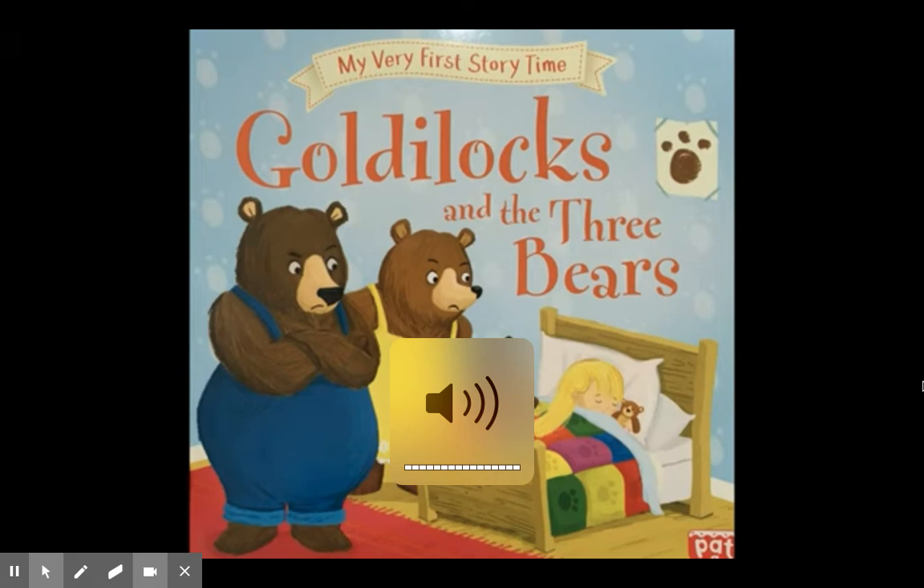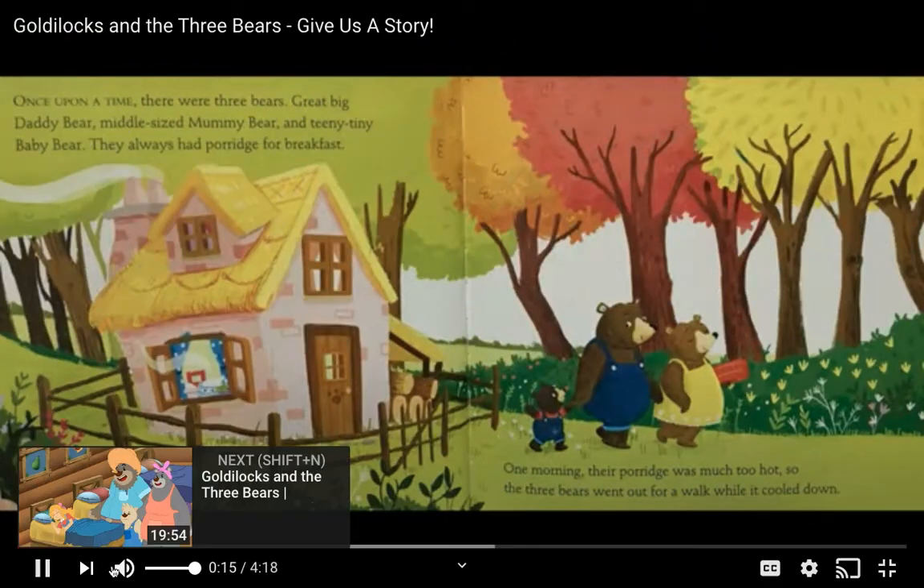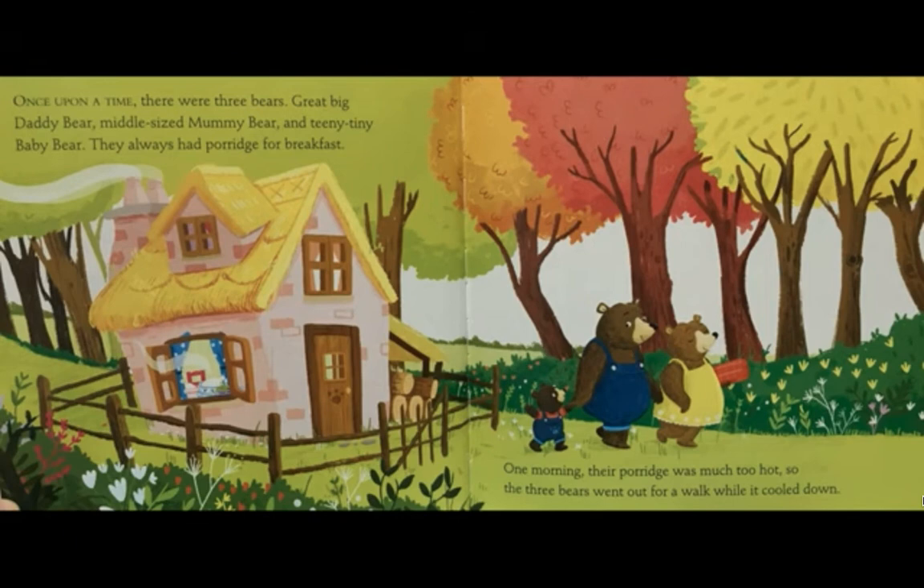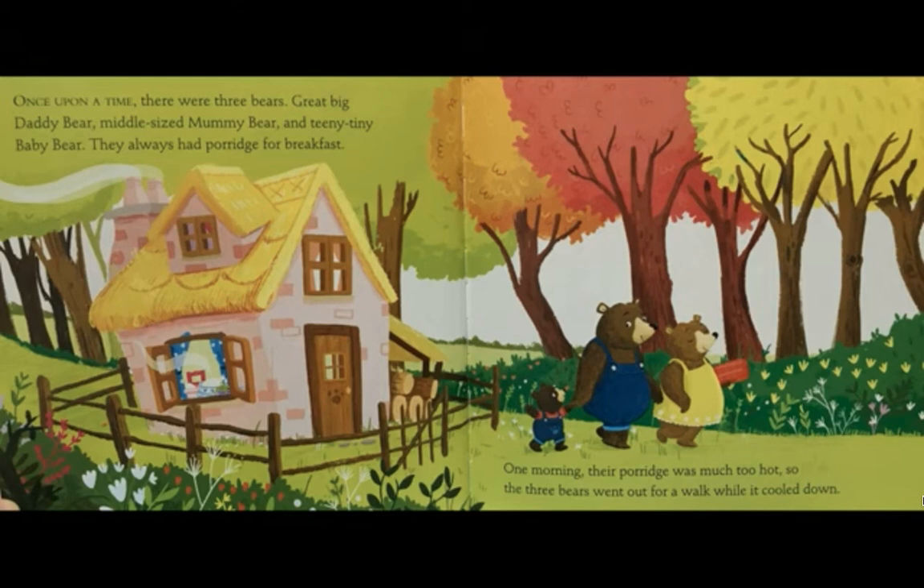Goldilocks and the Three Bears. Once upon a time, there were three bears. Great big daddy bear, middle-sized mummy bear, and teeny tiny baby bear. They always had porridge for breakfast. One morning, their porridge was much too hot. So, the three bears went out for a walk while it cooled down.